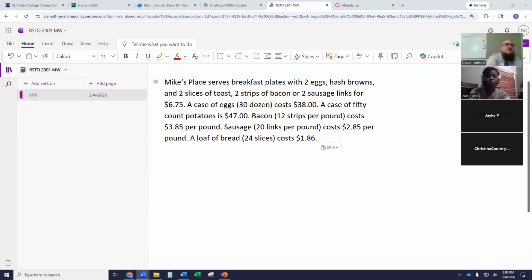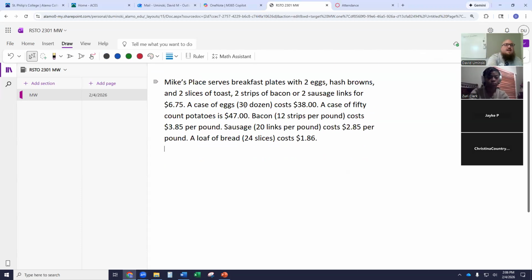As you are looking at this information, you want to look through and figure out what exactly are the ingredients that go into a breakfast plate. Each breakfast plate is served with 2 eggs, hash browns, 2 slices of toast, 2 strips of bacon, or 2 sausage links. And we sell it for $6.75.